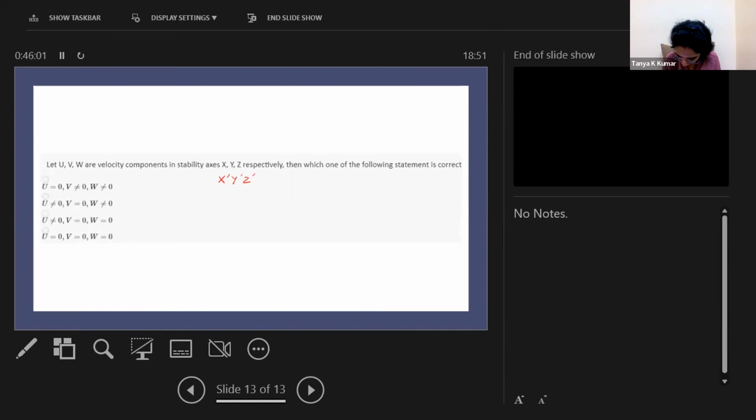Which is that option? Here, u is non-zero, v is 0, w is 0. This is the one. It has no components in the other axes. So u is non-zero, that is the total velocity, v is 0, w is 0. So with this, we complete the discussion of week 9.